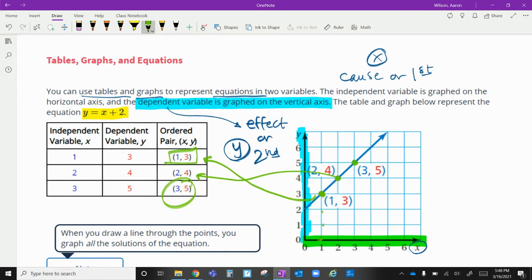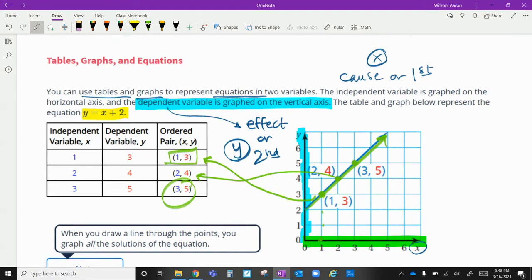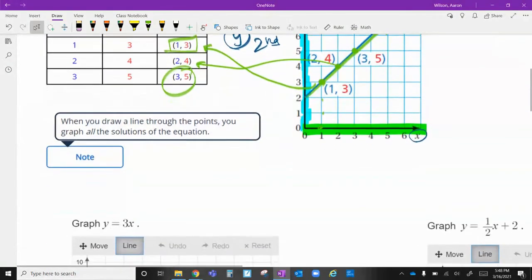And there it is. And then, of course, you connect all the solutions on the line. And here's a little note I gave you, and it reads, when you draw a line through the points, you graph all the solutions of the equation. So all those points on our graph, or our coordinate plane, represent solutions. All right, this will make more sense when we get into one.